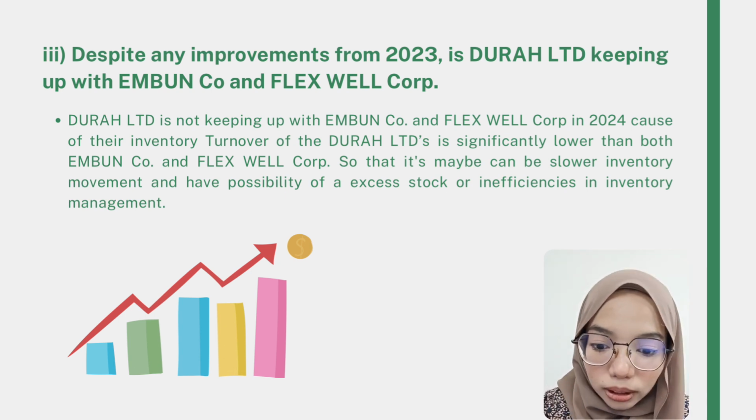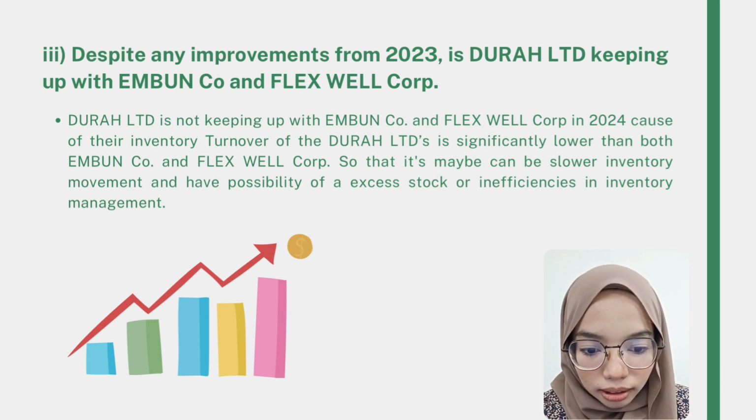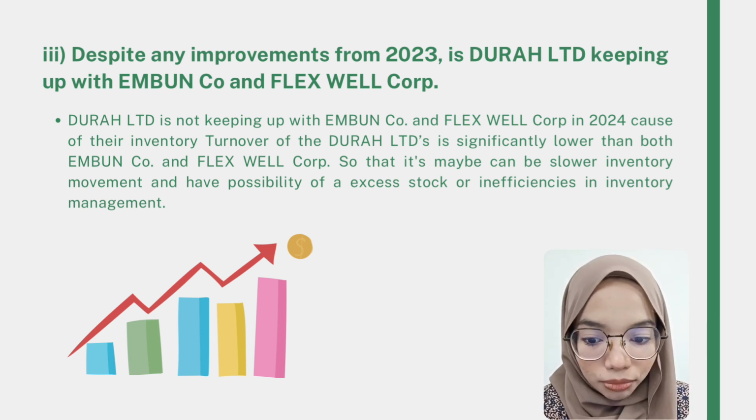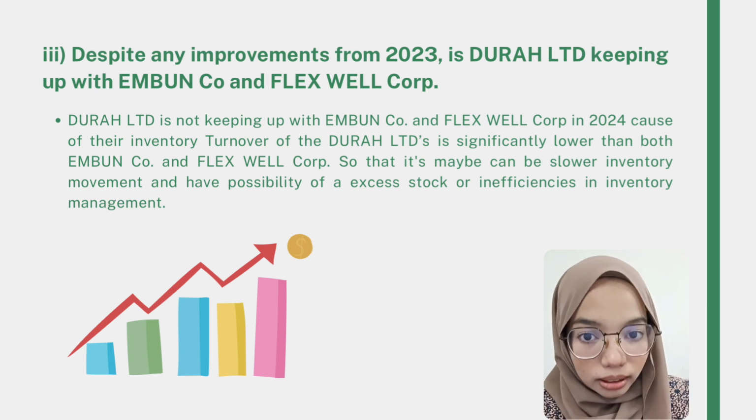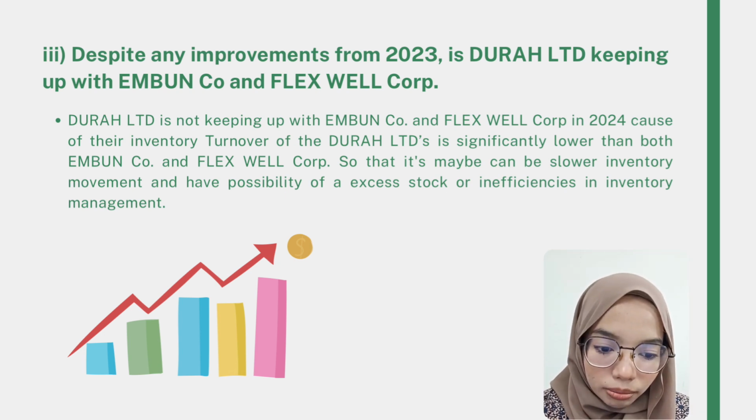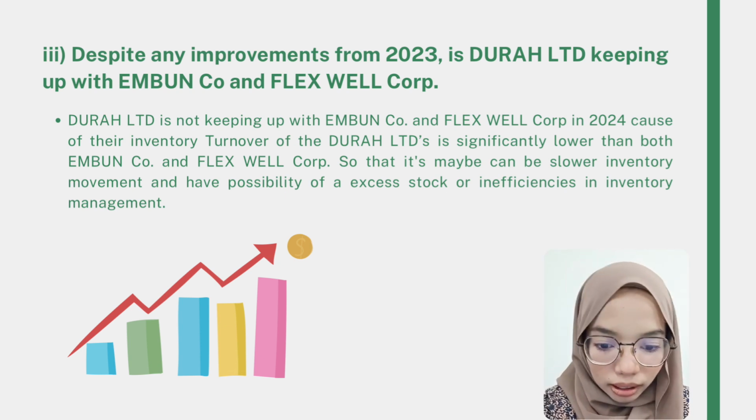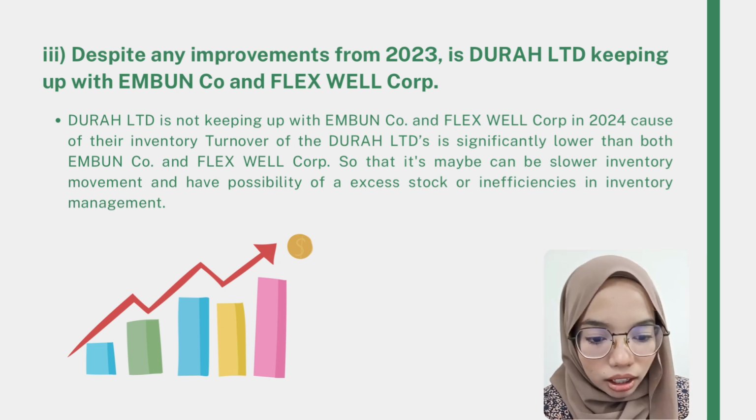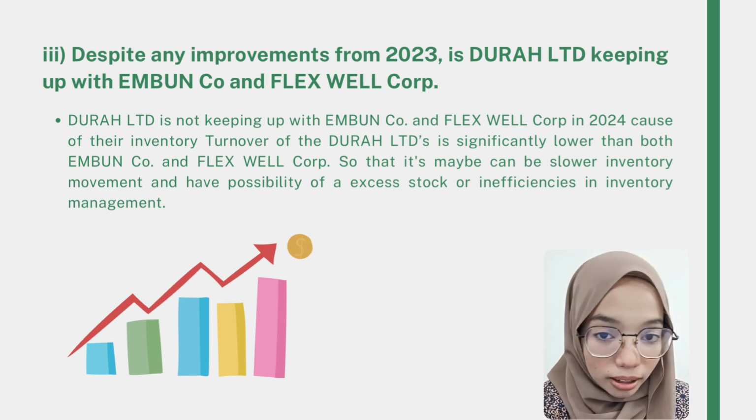It is because the inventory turnover of Dura Ltd is significantly lower than both Embun.co and Flexwell Corp. So that means slower inventory movement and a possibility of excess stock, a sign of weak inventory management.